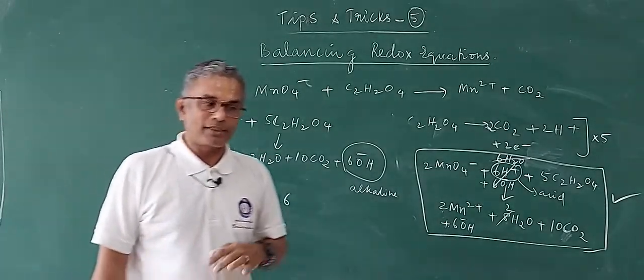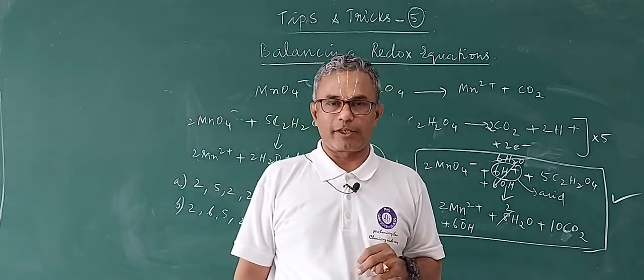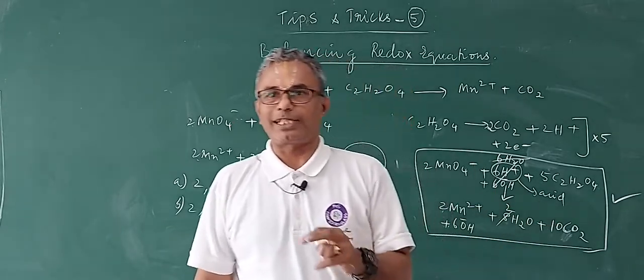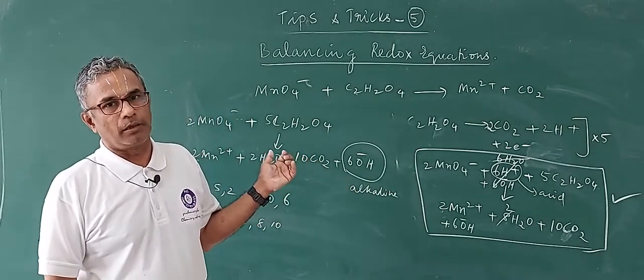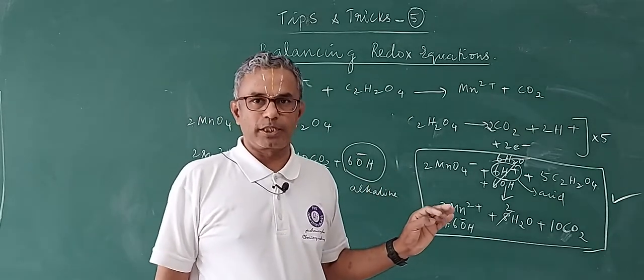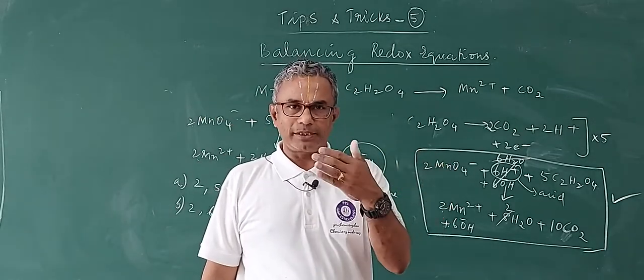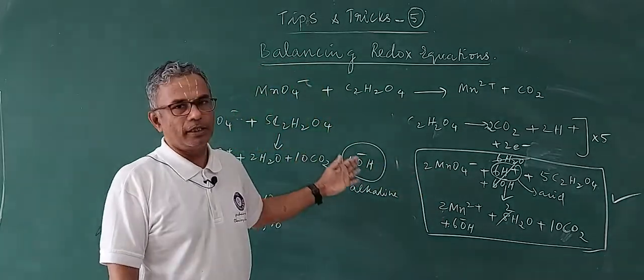Actually, in your textbook and all, there are two methods given for balancing the redox equation. One is the oxidation number method, another is the ion equation method. Actually, I have blended both here in order to get the easier way. Many students have also seen that this is very easy. So, if you practice balancing many such equations like this, it will be easy for you.